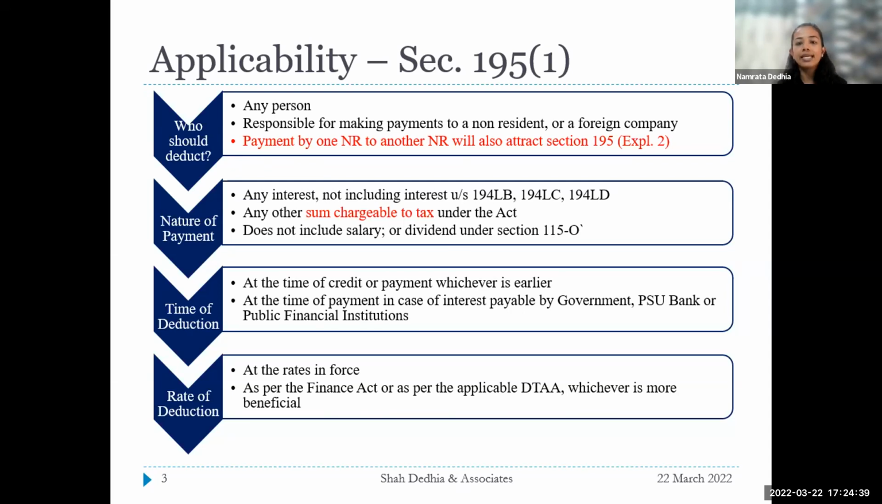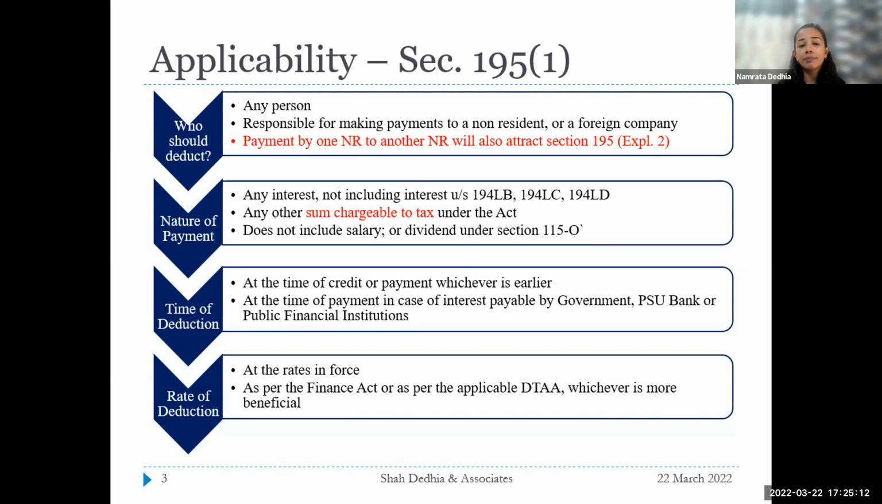Depending on what is the nature of payment, we will have to go back to the Act and understand if in the Act any rate has been prescribed for that particular nature of payment. For instance, for royalty payments, for fees for technical service payments, you have specific rates, flat rate of gross basis taxation prescribed for these nature of payments. So if your payment is falling under those categories, you will apply that flat rate of tax.